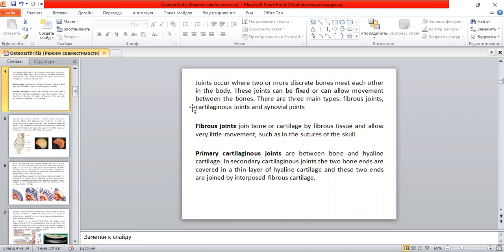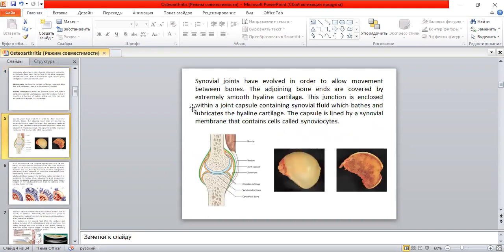Fibrous joints are bones joined by fibrous tissue and allow very little movement, such as the sutures of the skull. Primary cartilaginous joints are between bone and hyaline cartilage. In secondary cartilaginous joints, the two bone ends are covered in a thin layer of hyaline cartilage, and these two ends are joined by interposed fibrous cartilage.